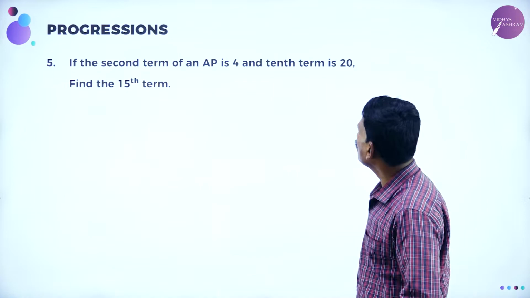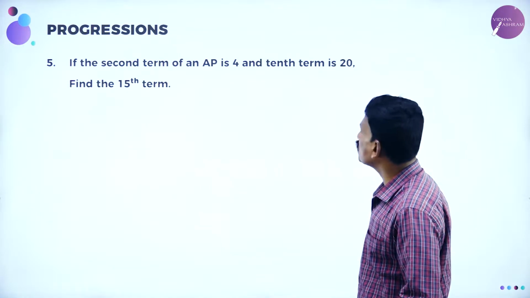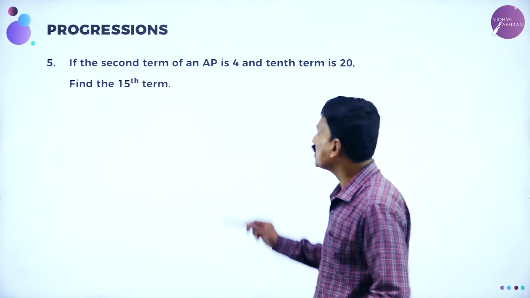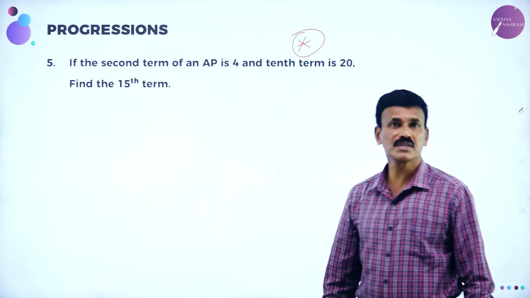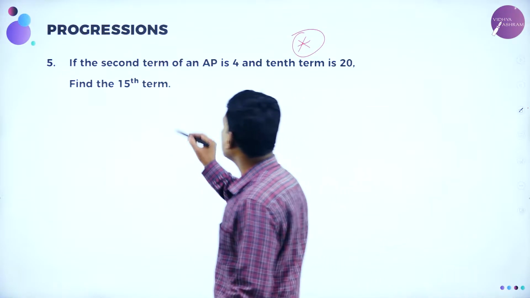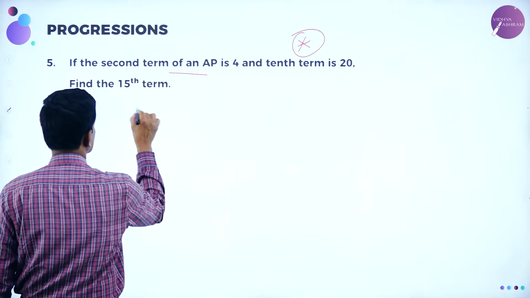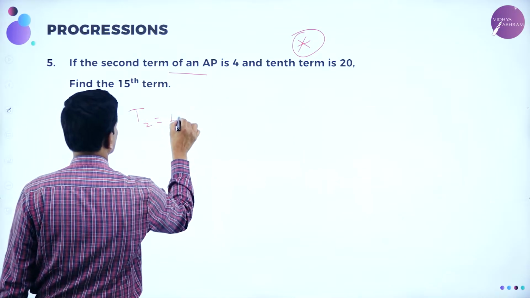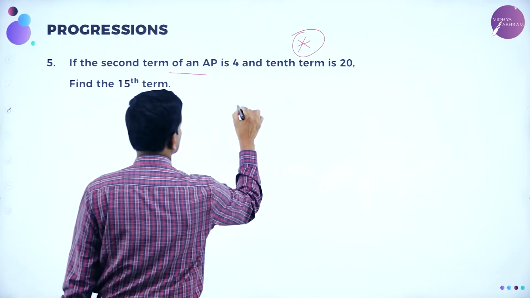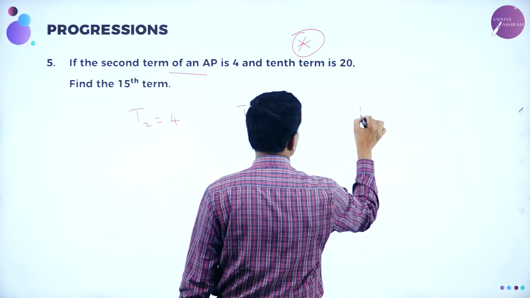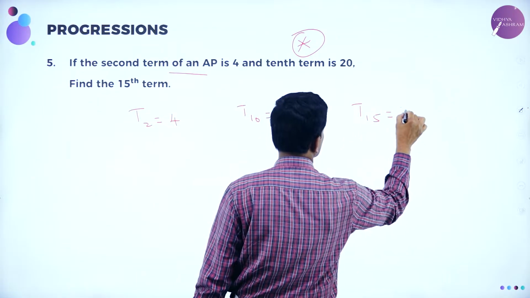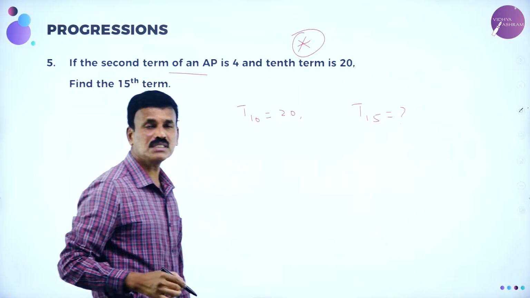If the second term of an AP is 4 and the 10th term is 20, find the 15th term. This is a very important problem for the point of examination. See what is given. The second term T2 is 4 and the 10th term T10 is equal to 20. What is required is the 15th term, T15, which is to be determined here.